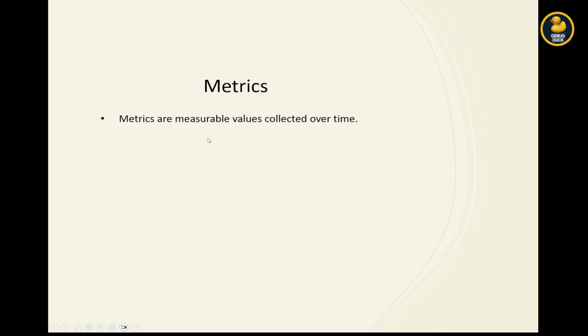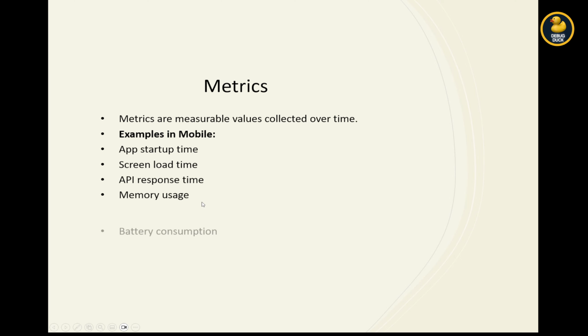Metrics are measurable values collected over time. Examples in mobile development: app startup time, screen load time, API response time, memory usage, battery consumption, DAU, MAU, crash-free users.